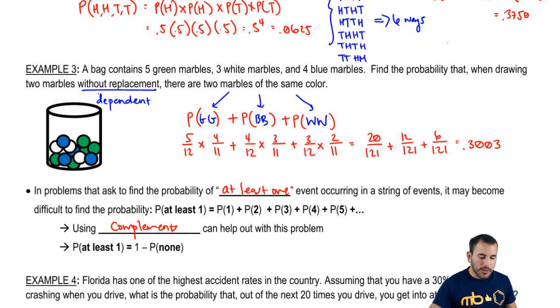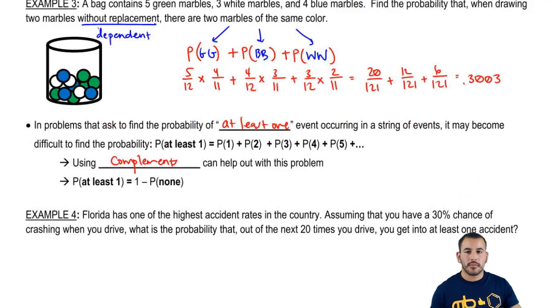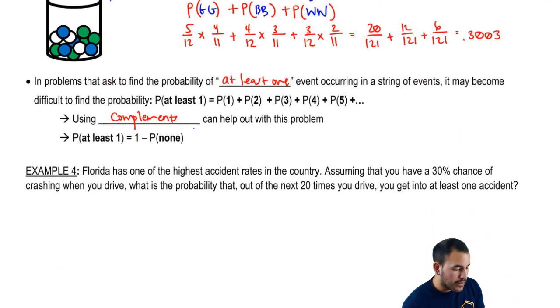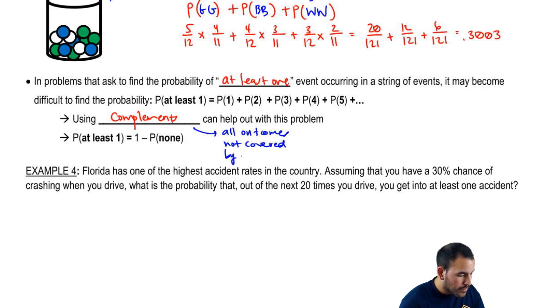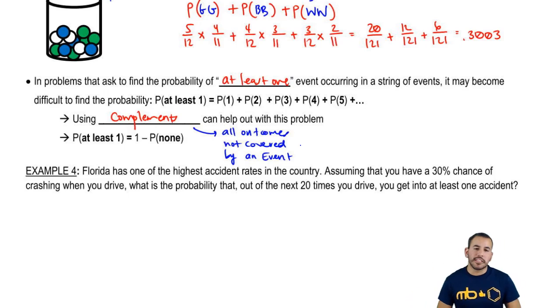So remember what complements were from back in the day? It's basically all outcomes not covered by a particular event. So, in particular, what would be the complement of getting at least one head? What do you guys think?